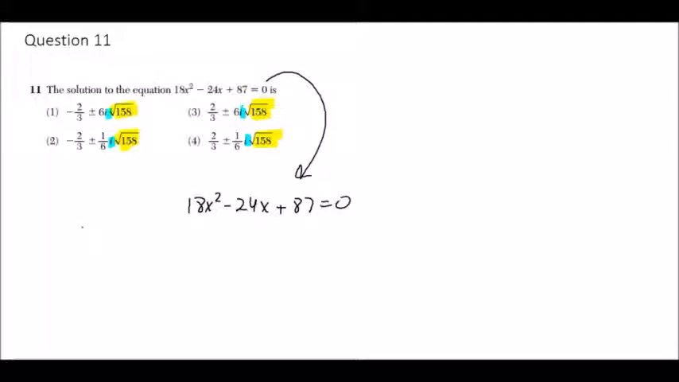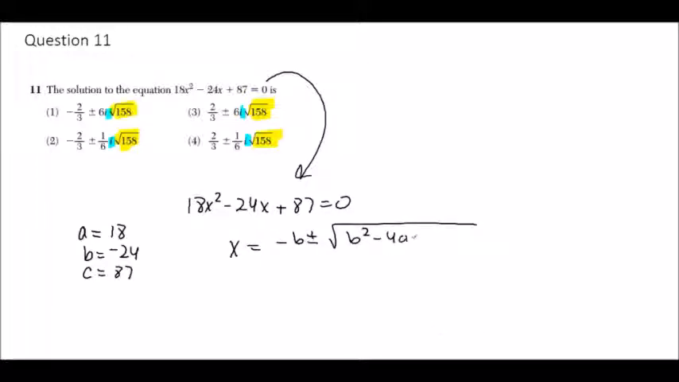And we have an a of 18, a b of negative 24, and a c of 87. And there's nothing here that we can factor out. So the quadratic formula, x equals negative b plus or minus the square root of b squared minus 4ac all over 2a. So let's fill this in.